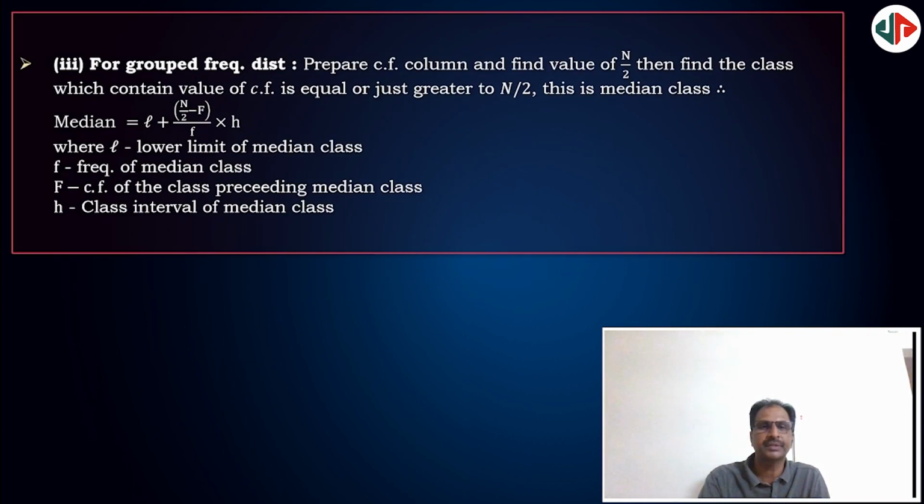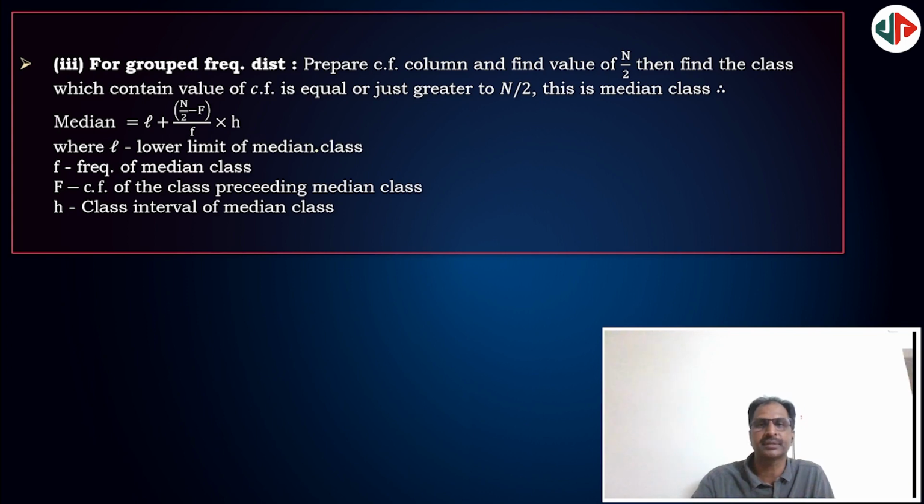For grouped frequency distribution, class intervals will be given and the corresponding frequencies will be given. The formula for finding median for that is L plus (n/2 minus F) by f, into h, where L is the lower limit of the median class.